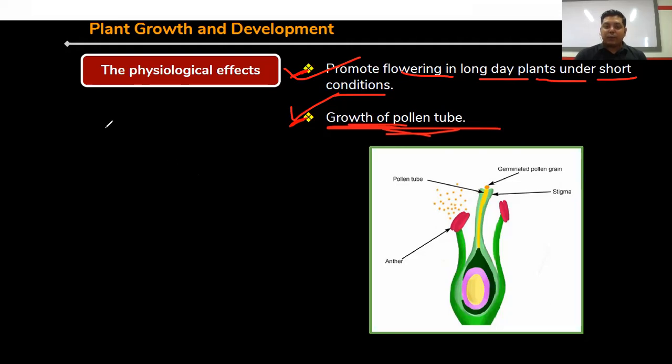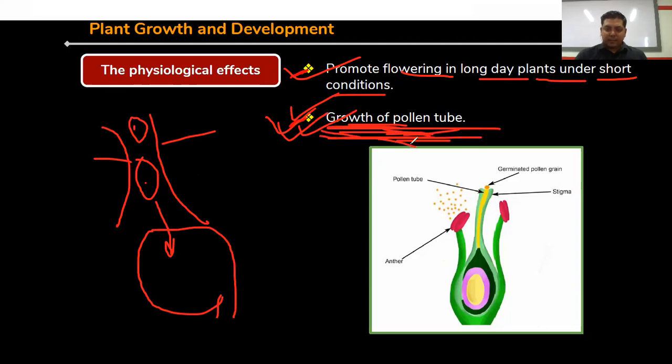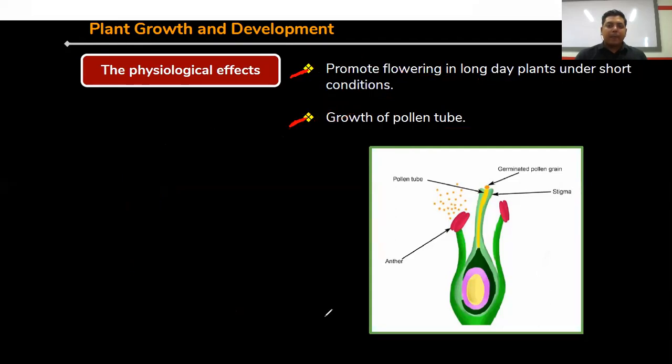The pollen tube is the structure through which the two male gametes are transported, taking entry within the ovule. Clear? Within the ovule, this is the ovule. So this is known as the pollen tube. This pollen tube is increased in its growth by the application of gibberellic acid. So this is also an important function of gibberellic acid. I think the question was asked from this function earlier. Growth of the pollen tube is done by the gibberellic acid hormone.